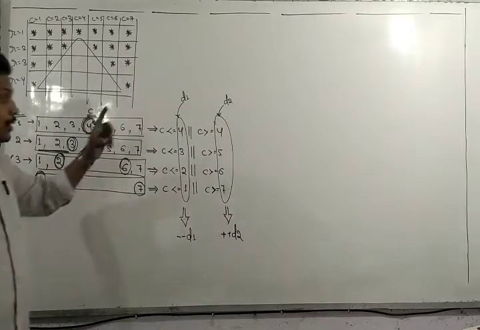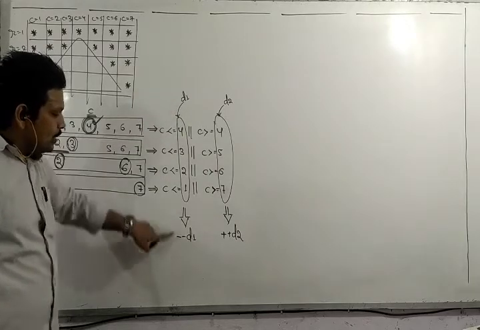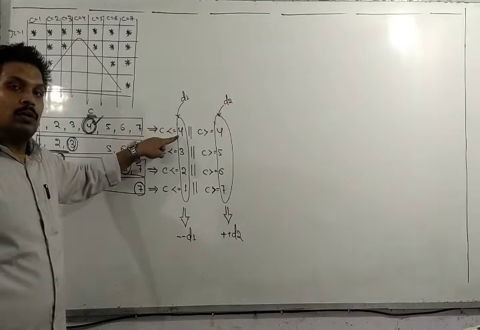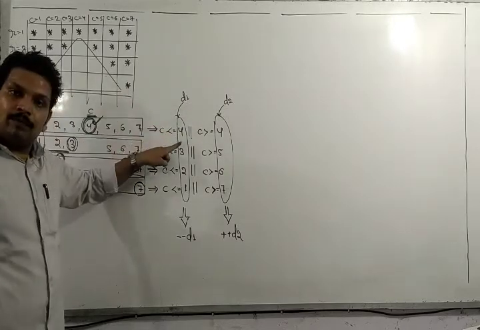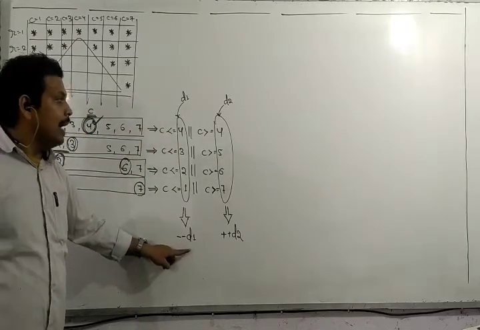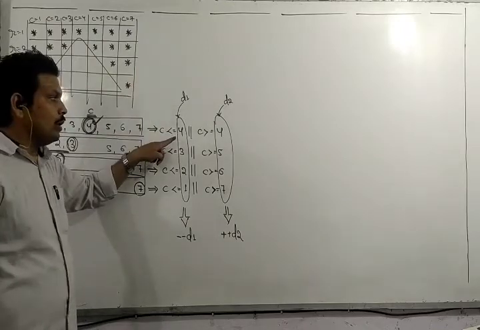Now you tell me what should be the initial value of d1, so that when it goes through the process of decrementing, it becomes 4. So d1's initial value should be 5. Then only when this minus d1 is executed, that 5 will become 4. 5 will be reduced to 4. Yes or no?